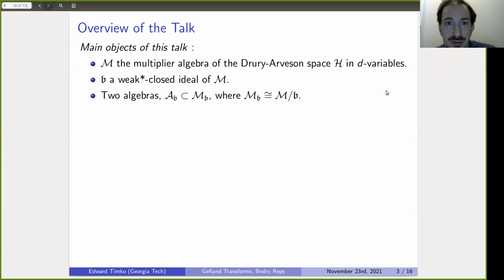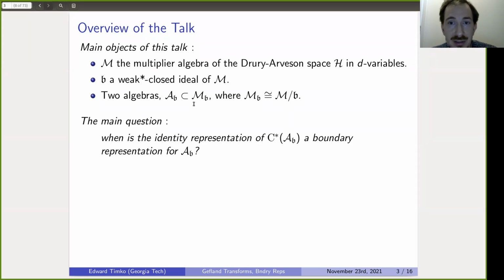And we're going to have two algebras, A_B and M_B, which I'll define in detail in a little bit, where one of them, M_B, you can think of as just being a quotient of the multiplier algebra, and A_B sitting inside of this quotient M_B. And one of the core questions that a lot of these things wrap around is the following. When is the identity representation of the C-star algebra generated by A_B the so-called boundary representation for A_B? I'm going to tie this into a number of things, most significantly to the question about properties of the Gelfand transformation of the algebra A_B.